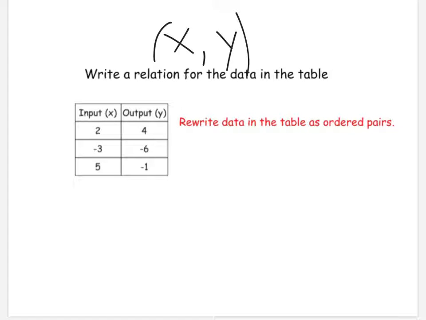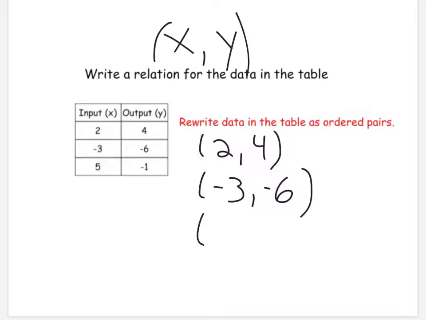So I'm going to write my ordered pairs as a list. So I have (2, 4), (-3, -6), and (5, -1). That is a relation for the data that's in the table. It's just a list of the ordered pairs from the table.